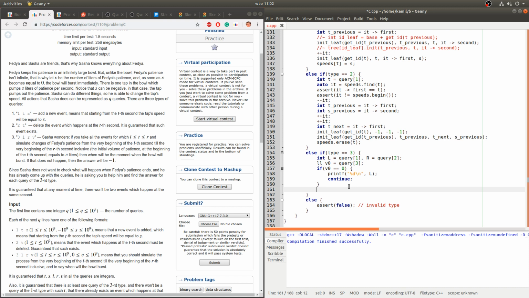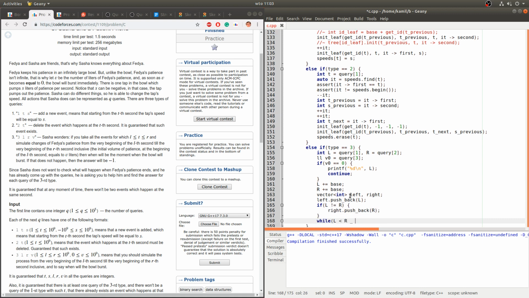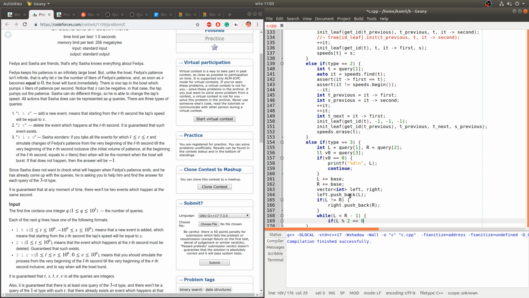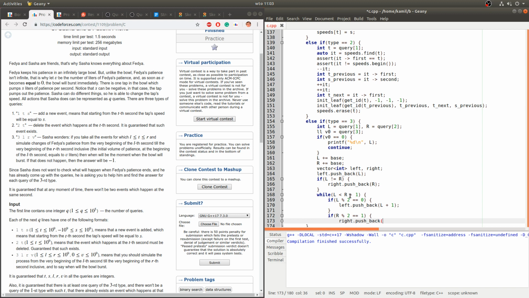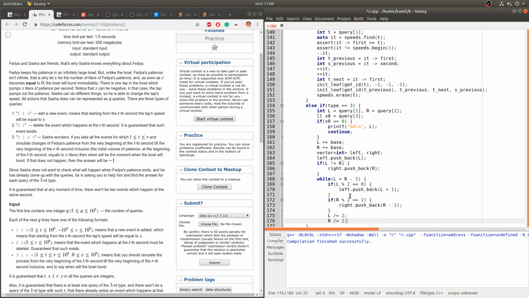Let's gather in a segment tree, let's gather vertices representing this interval from L to R. L plus equal base, R plus equal base. Let's store them as pairs int and s. So every pair will represent index in a tree and the struct, or just maybe int is enough. Left to right, left pushback L. If L different than R, then right pushback R. Now while L is more than R minus 1, if L is the left child of something, then left pushback L plus 1. If R is the right child, right pushback R minus 1. L divided by 2, R divided by 2. This is a standard thing.